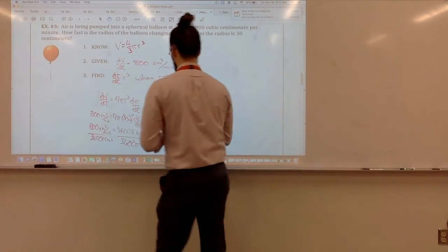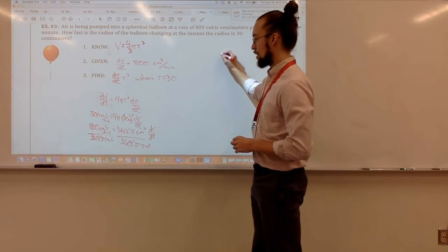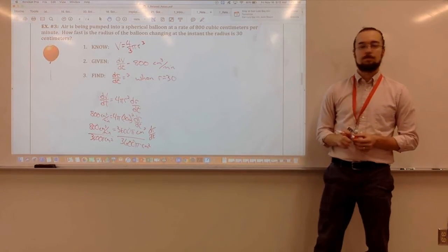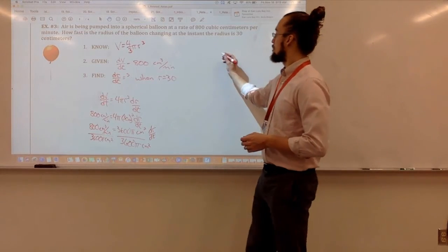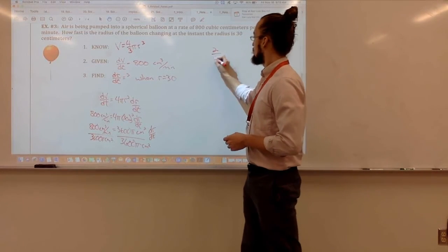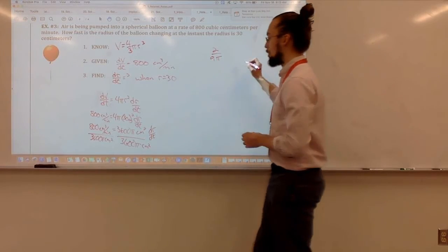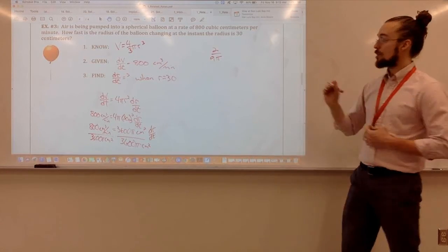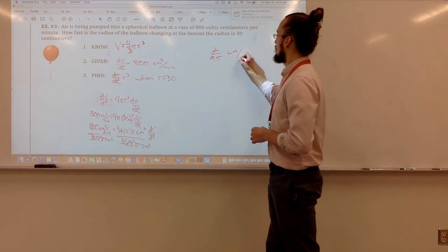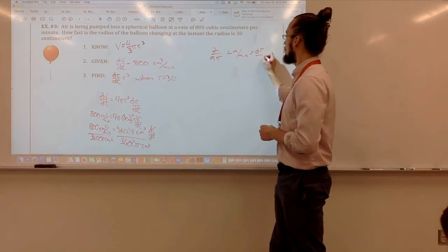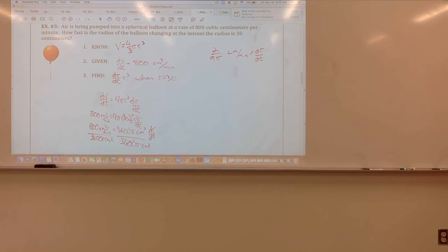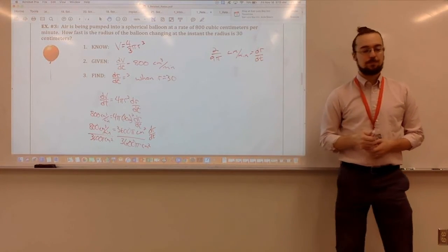So come back up here then. We have 800 over 3,600. How could I reduce that? 2 over 9, right? So 2 over 9 pi. What would my units be? Centimeters per minute, right? So the rate of change of the radius at the instant when the radius equals 30 is 2/9 pi centimeters per minute.